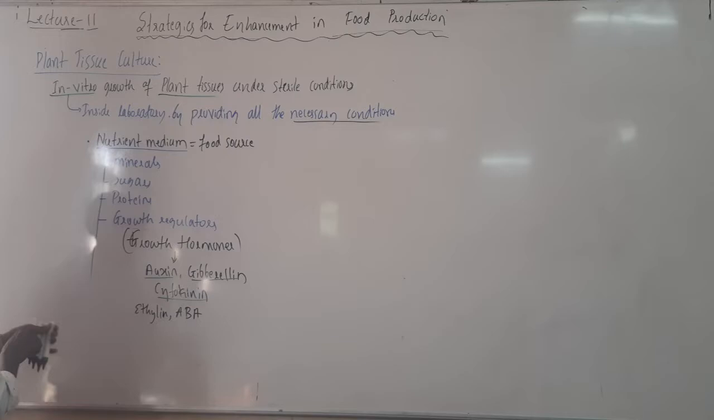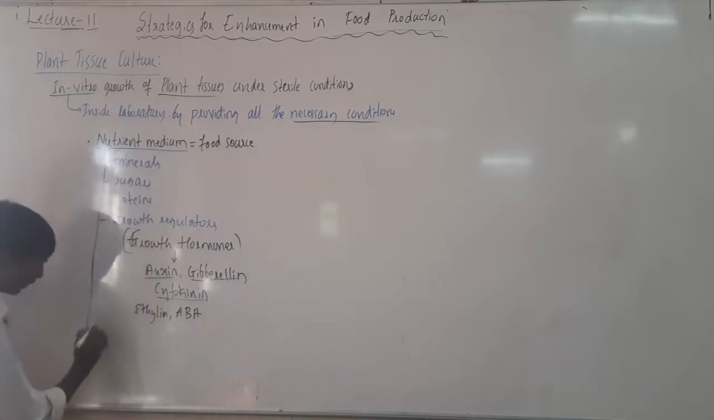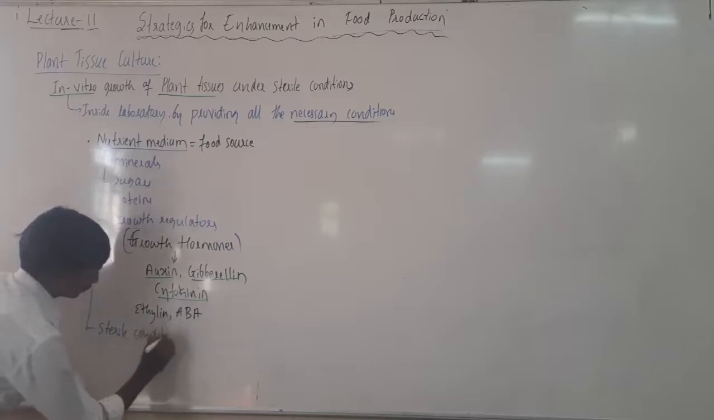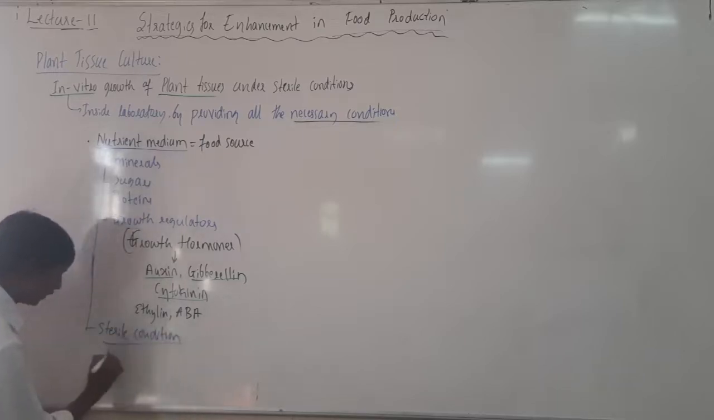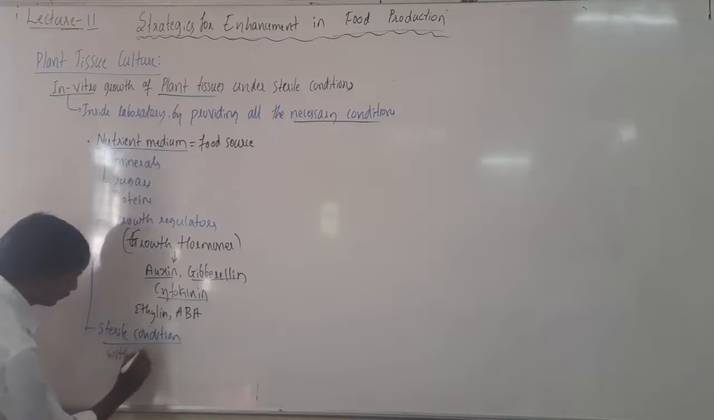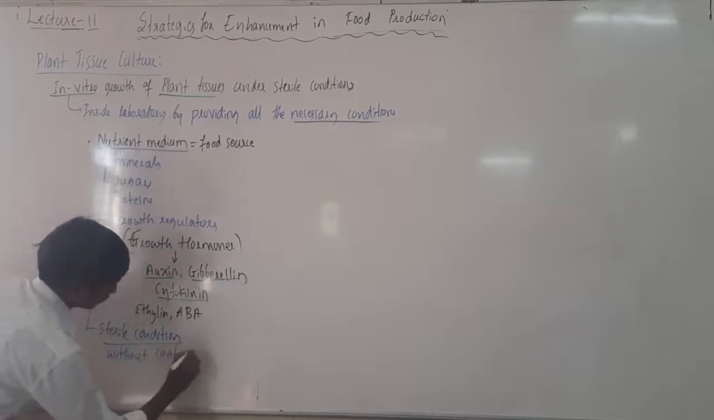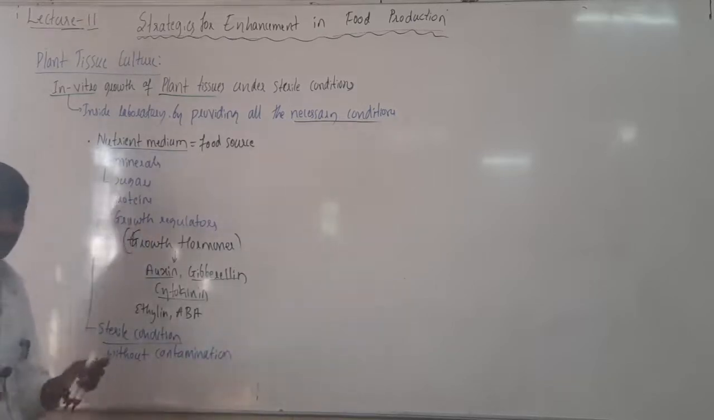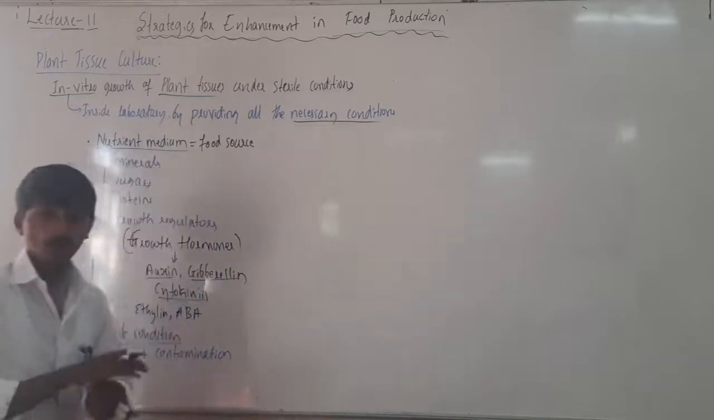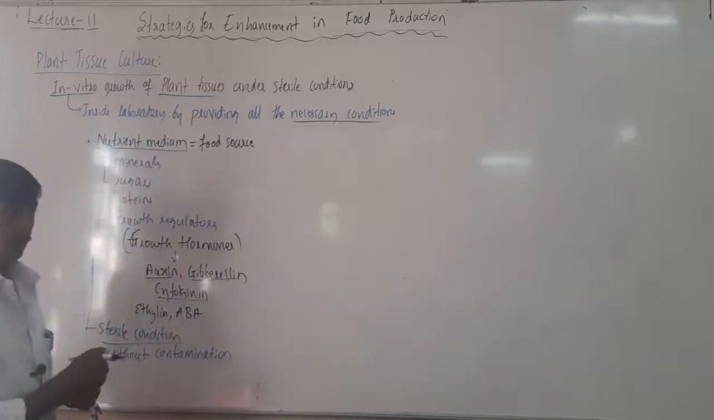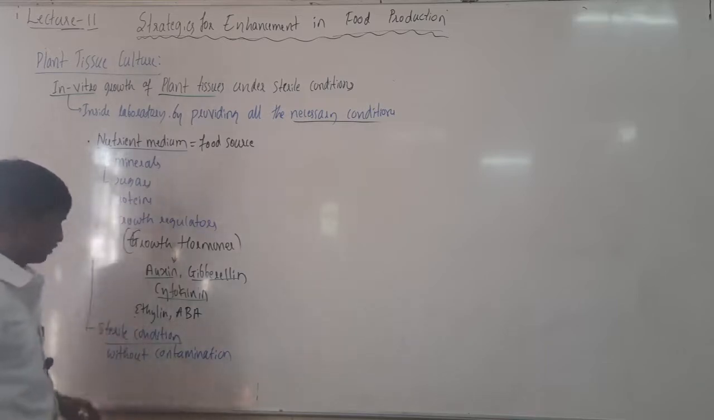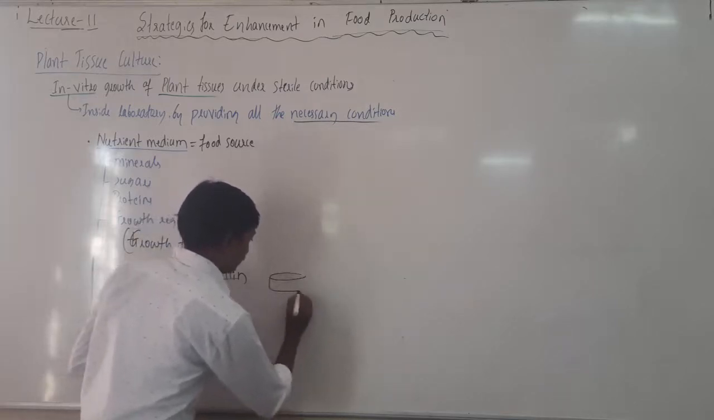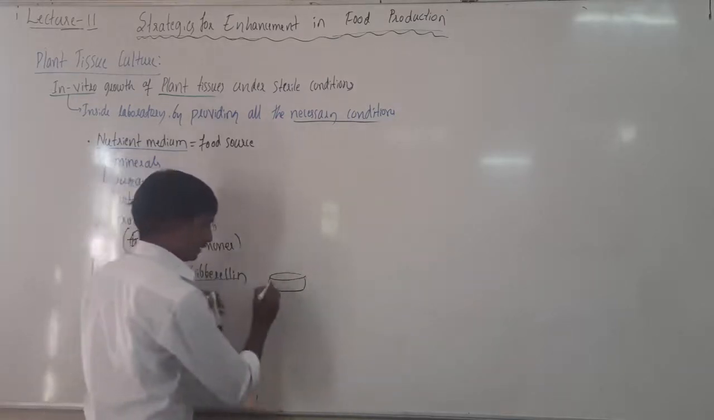Okay. Also, along with that, we must provide sterile conditions, meaning without contamination. Contamination means no bacteria, no fungus, no virus, meaning no infection from pathogens, no infection from harmful organisms to the culture. Okay, usually they are grown in a Petri plate in the laboratory. In the Petri plate, the nutrient medium is added.